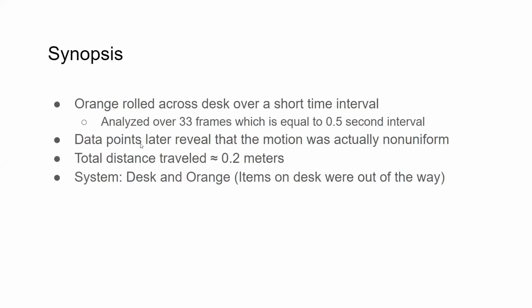So, the synopsis of the lab: an orange was rolled over the desk over a short time interval. It was analyzed over 33 frames, which is about a half-second time interval. Data points later on revealed that the motion was actually non-uniform. Total distance traveled was roughly 0.2 meters, and the system was just the desk and the orange. The items on the desk were out of the way.